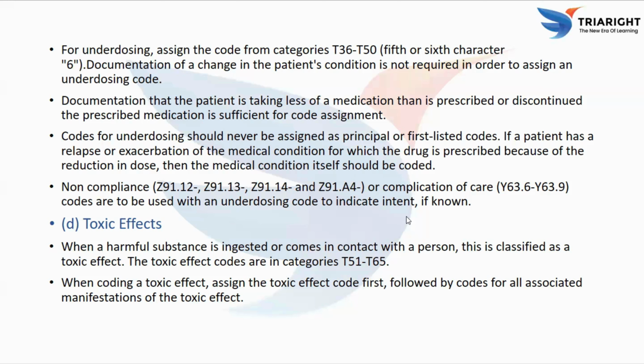So complication of care codes are from the Y63 category. This is used when underdosing is due to a provider error or improper medical care. For example, the doctor prescribed an incorrect reduced dose. So you have to assign the underdosing code categories T36 to T50 as well as the complication of care codes from the Y63 category. So this is how you have to code underdosing with complications.